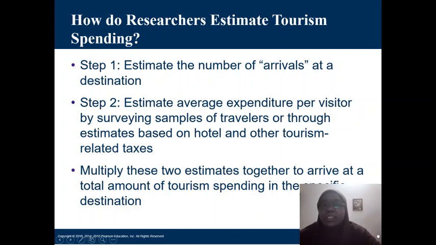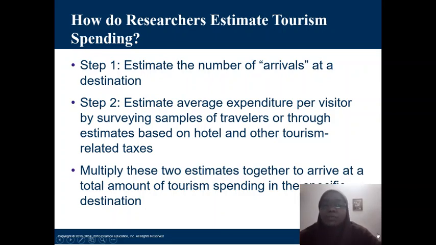So how do researchers estimate tourism spending? We've talked about generating funds, but what about the spending aspect of it? The first step is to estimate the number of arrivals at a destination. You want to estimate how much we get from tourism spending. The first step is to estimate the number of arrivals at a particular destination, how many people have actually clocked in or registered to visit.